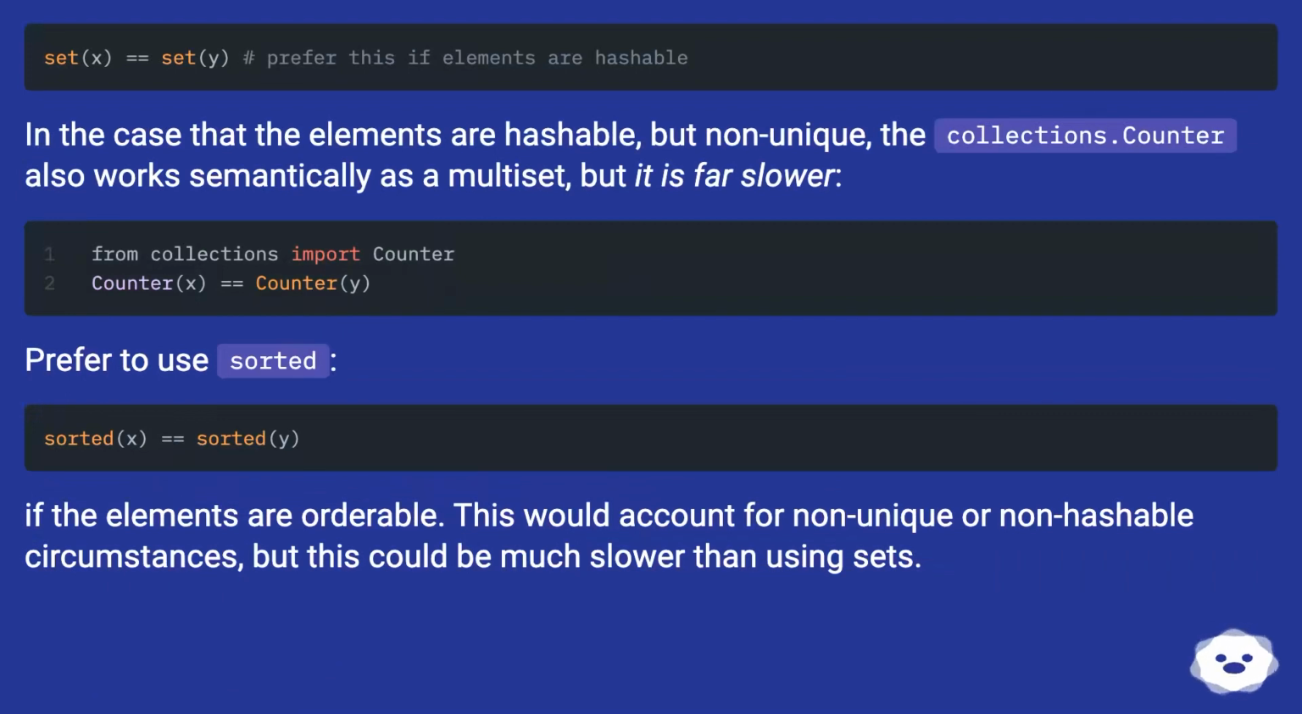In the case that the elements are hashable, but non-unique, the collections.Counter also works semantically as a multiset, but it is far slower. Prefer to use sorted if the elements are orderable. This would account for non-unique or non-hashable circumstances, but this could be much slower than using sets.